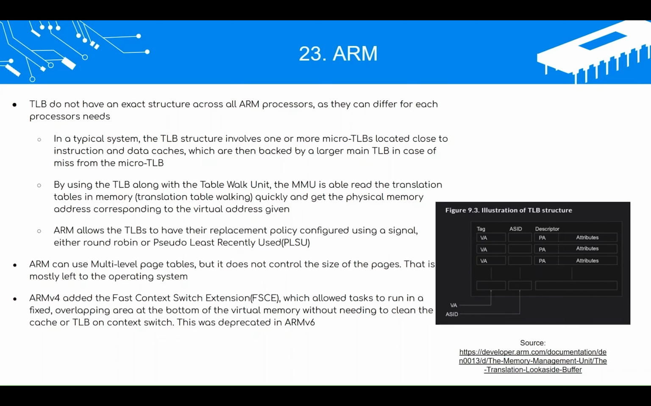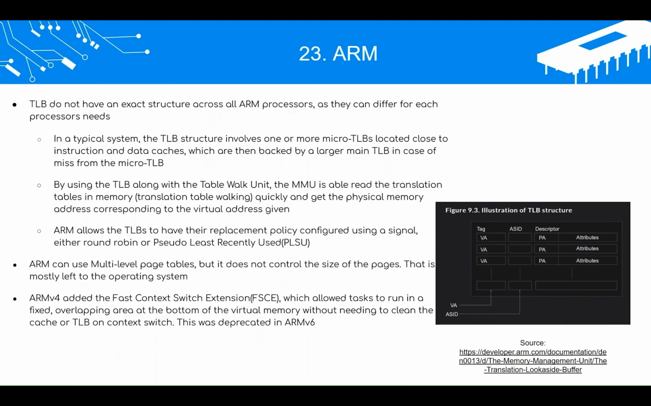But there are some general trends that are typically followed. First, there's generally one or more micro TLBs located physically close to the instruction and data caches. Next, the MMU in ARM processors typically uses a table walk unit to quickly read the translation tables stored in memory and translate virtual addresses to physical ones. And finally, the TLBs inside of ARM processors have configurable replacement policies by using signals.